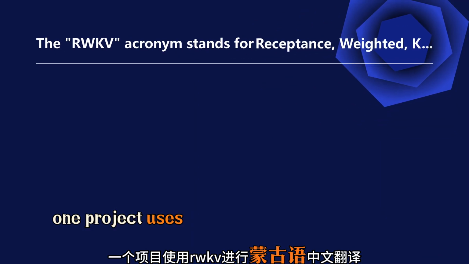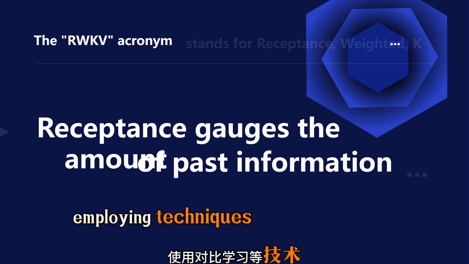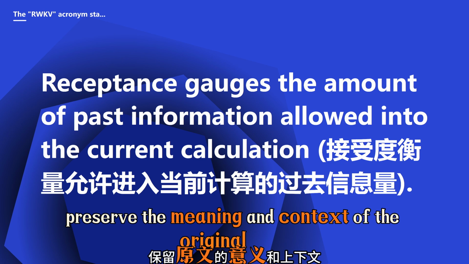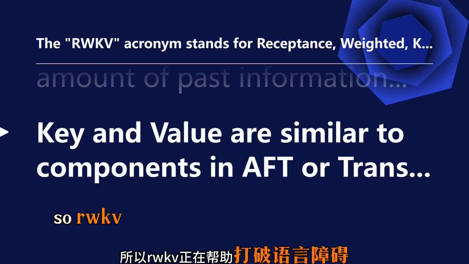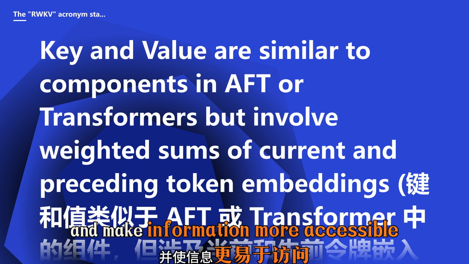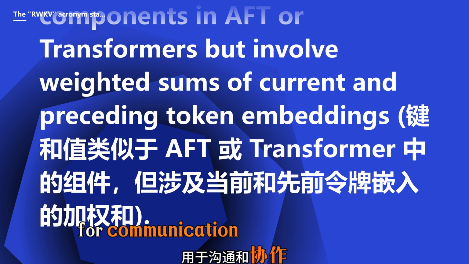One project uses RWKV for Mongolian Chinese translation, employing techniques like contrastive learning to preserve the meaning and context of the original text. That's crucial, especially for languages with very different structures. It is. So RWKV is helping to break down language barriers and make information more accessible. Exactly. It's opening up new possibilities for communication and collaboration.